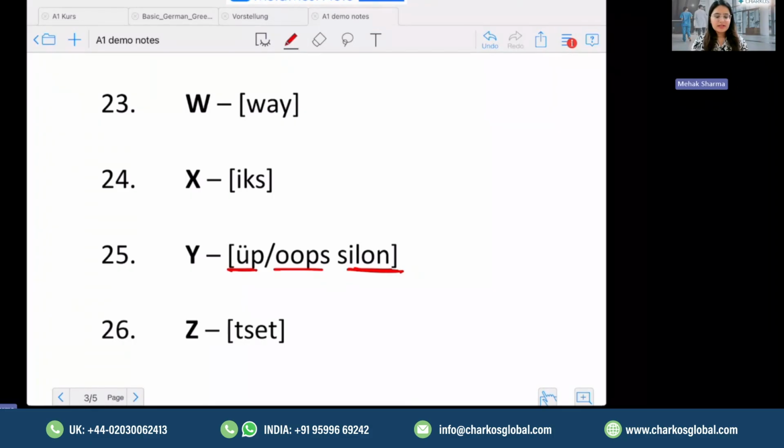Last but not the least, set. Again, you remember I told you a little bit of tongue usage in the letter C. Similarly here, set. Not set of English, but like set. It will come with practice. Okay. So here we are done with our 26 letters of the German.